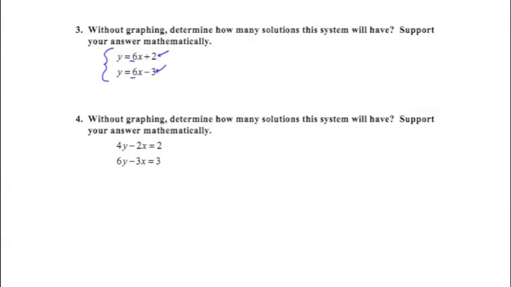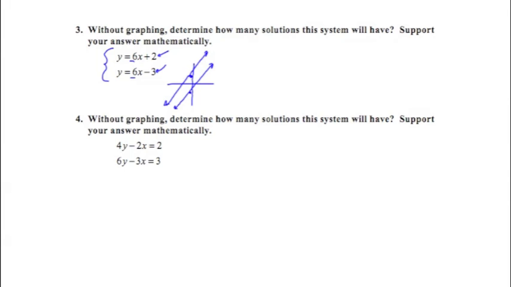So here's kind of the mental image that I'm getting here. And we're not graphing, but I'm just showing you this here to kind of see what I'm thinking. So the first equation has a y-intercept of 2, so let's say that's about right there. And this is a slope of 6. That's a pretty steep slope, so let's say that line is traveling up like this. And the next line has a y-intercept of -3, but it has the same exact slope. So you can see we're going to have parallel lines there. So this system of equations is going to have no solution.